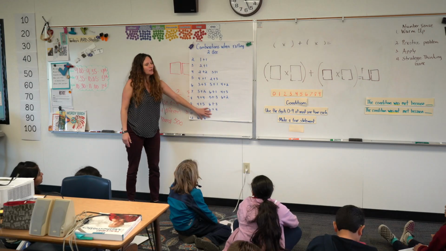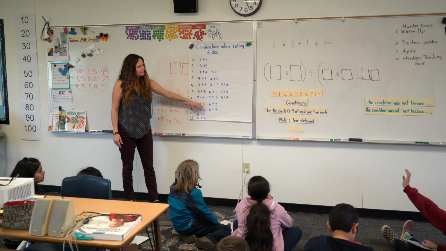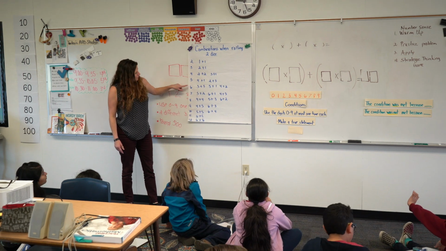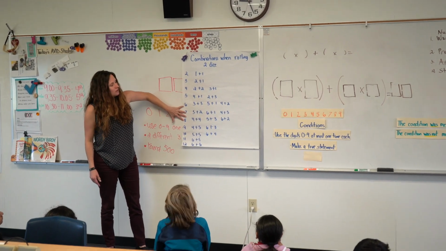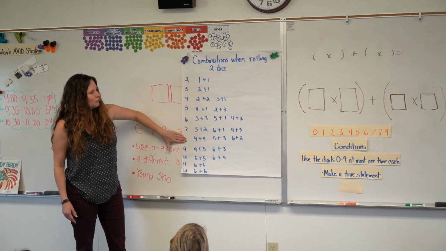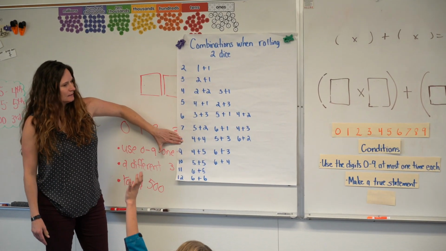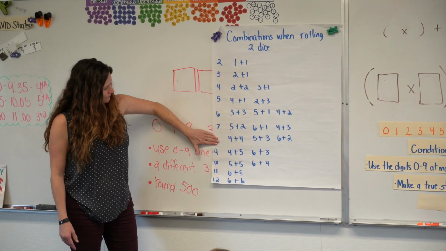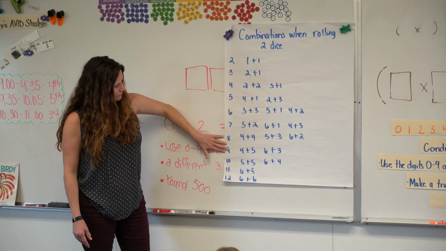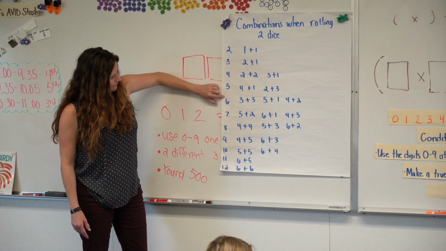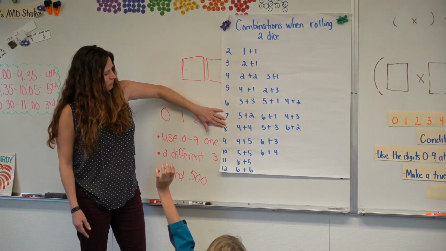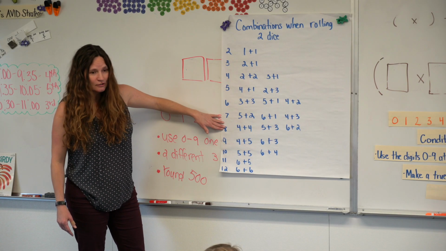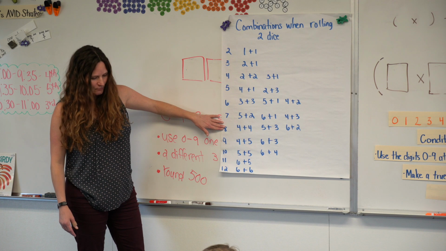What did you notice? Emily? 6, 7, and 8 have more chances. 6, 7, and 8 have more chances of what? Explain further. For the dice to roll. Chances to roll a 6, a 7, and an 8. So that should affect your strategy on your game board.